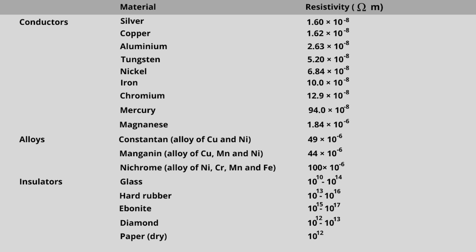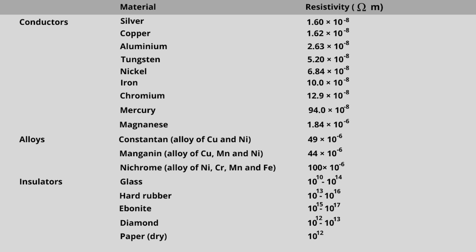Copper has a resistivity of 1.62 into 10 to the power minus 8 ohm meter, and aluminium has a resistivity of 2.63 into 10 to the power minus 8 ohm meter. Then tungsten has a resistivity of 5.20 into 10 to the power minus 8 ohm meter. And nickel has a resistivity of 6.84 into 10 to the power minus 8 ohm meter. Iron has a resistivity of 10 into 10 to the power minus 8 ohm meter, and we can write it as 1 into 10 to the power minus 7.